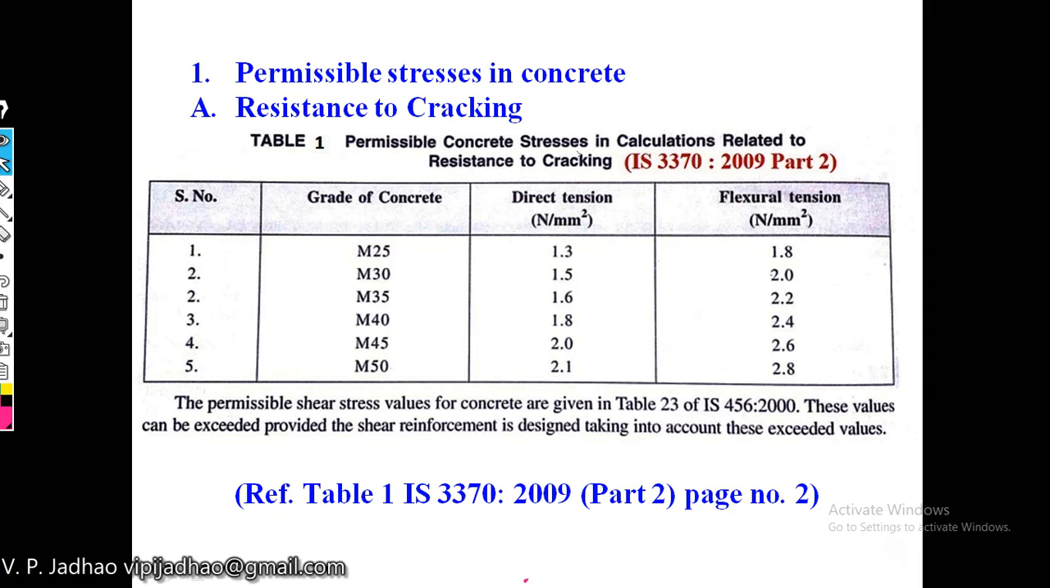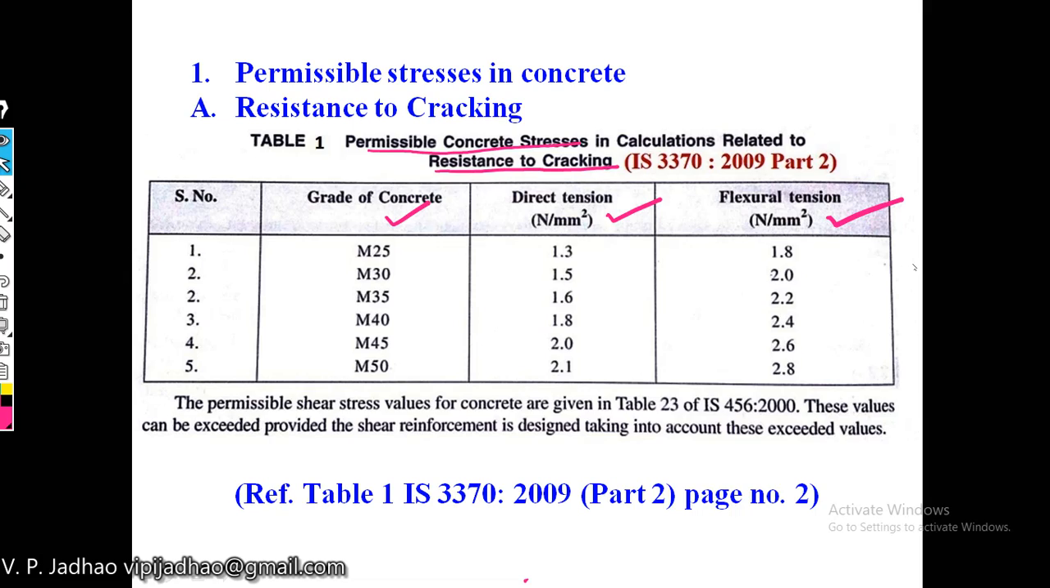The same tables are given here. The first, table number 1, is given in IS 3370 part 2 on page number 2. It gives permissible concrete stresses in calculations related to the resistance to cracking. For direct tension, these values are given in Newton per mm square for different grades of concrete, and for bending tension or flexural tension, some values are given depending upon the grade of concrete.